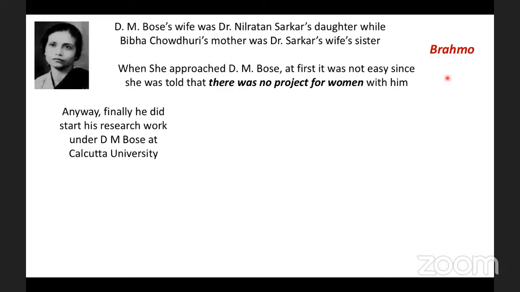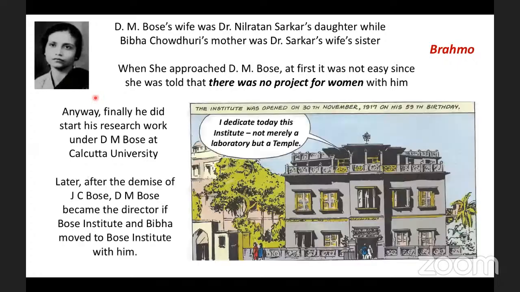Now, 1937 is a turning point. In 1937, Jagadish Chandra Bose died. Jagadish Chandra Bose was the director of Bose Institute, and after he died, Devendra Mohan Bose, D.M. Bose, was made the director. So D.M. Bose moved from Calcutta University to Bose Institute as the director, and Bibha Chowdhury also moved with D.M. Bose to Bose Institute.